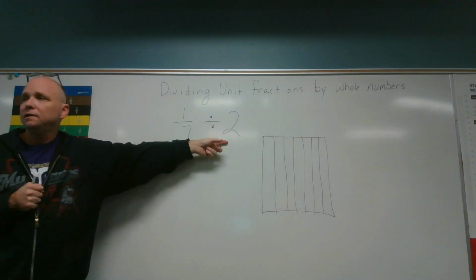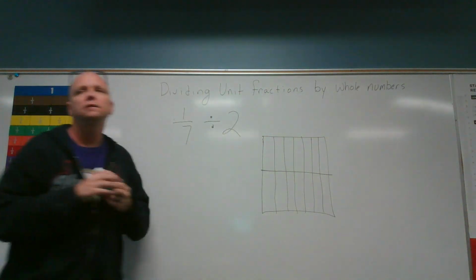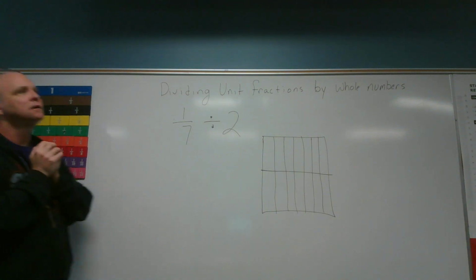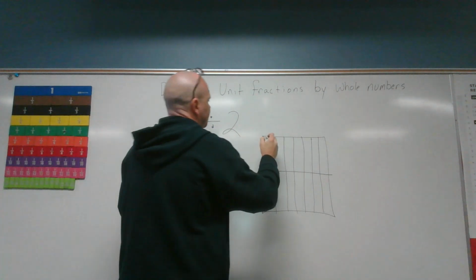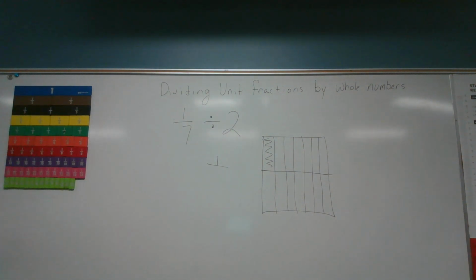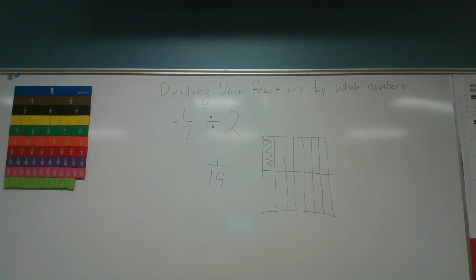Then I divide my whole by 2. So I'm just dividing it basically in half if you're dividing it by 2. And I'm looking for one of these pieces. Since I'm looking for 1, that's my numerator. 1 out of how many, Ian? How many pieces are there? 14. 1 out of 14.